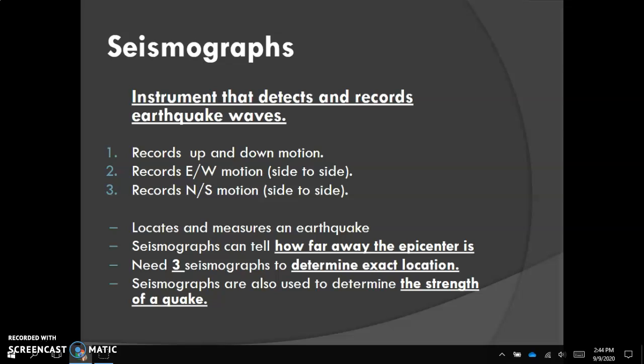So where is the epicenter of the earthquake? Remember, the epicenter is located directly above the focus where it starts. So if you can find the epicenter, you can find where the earthquake has originated from. You have to have 3 seismographs in order to determine the exact location. So you have to have 3 of them. The seismographs are also used to determine the strength of an earthquake.